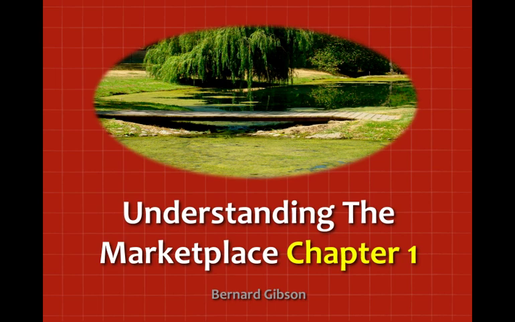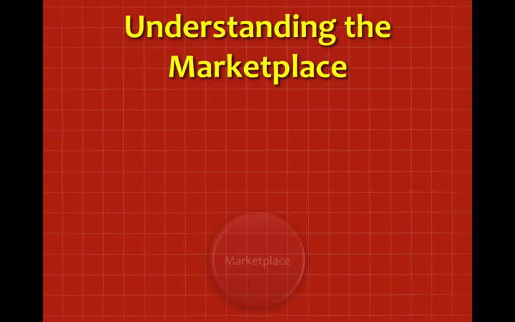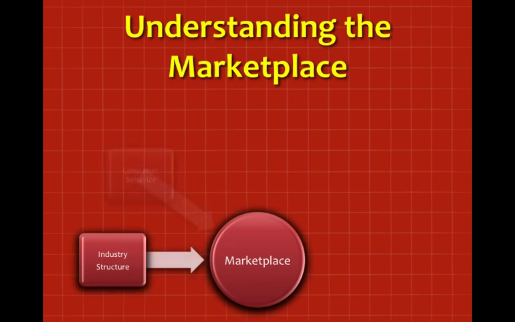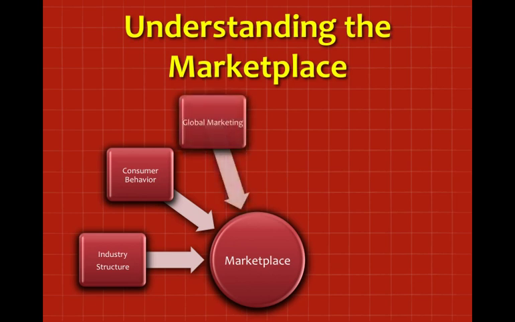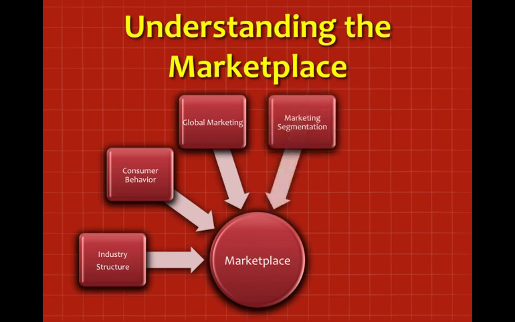Chapter 1, Understanding the Marketplace, is where we begin this discussion. And when we're looking at the marketplace itself, it has a structure. There's an industry structure that's there. There's consumer behavior, which we take into consideration from a marketing perspective. There's global marketing because we no longer can look at things on a local, regional, or national basis.